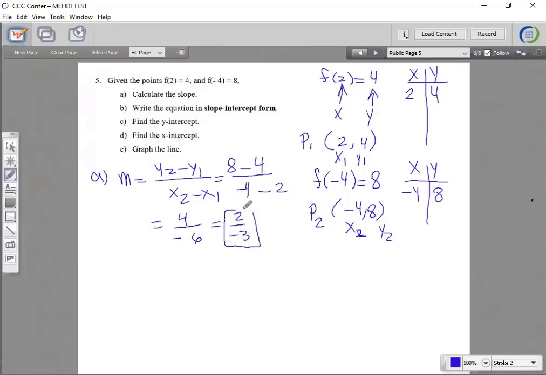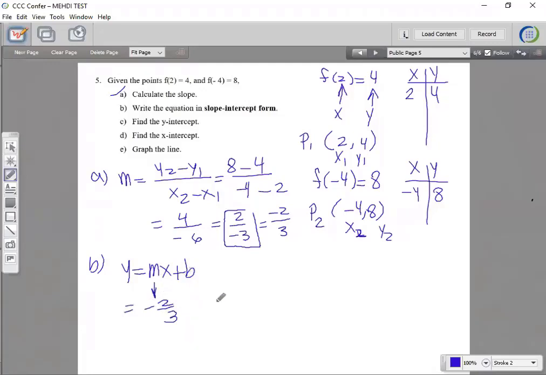So this is the slope. Or we can write this as negative 2 over 3. Both of these are okay. We can put minus 2 over 3. This all means the slope is minus 2 over 3. That's part A. For part B, write the equation in slope-intercept form. You can remember y is equal to mx plus b. I know the slope is minus 2 over 3.